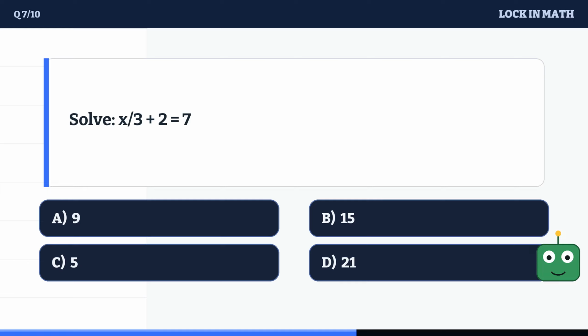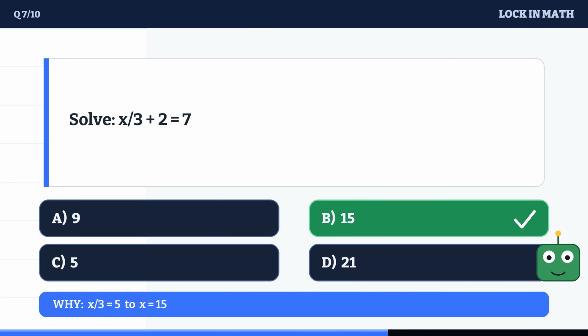Solve. x over 3 plus 2 equals 7. 15. Subtract 2 first. x over 3 equals 5. Then multiply both sides by 3. 15. The trap is stopping at 5. That's x over 3, not x.